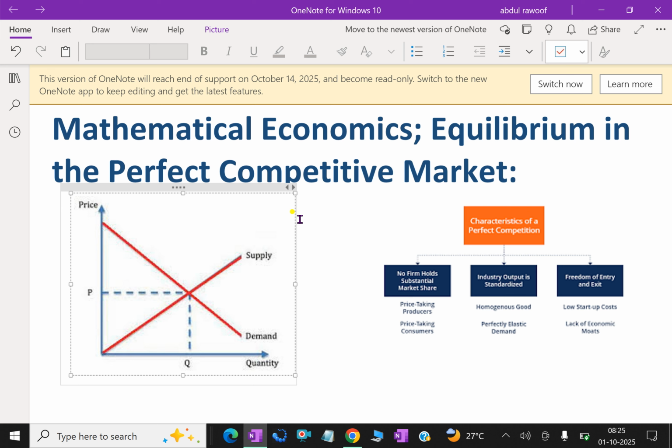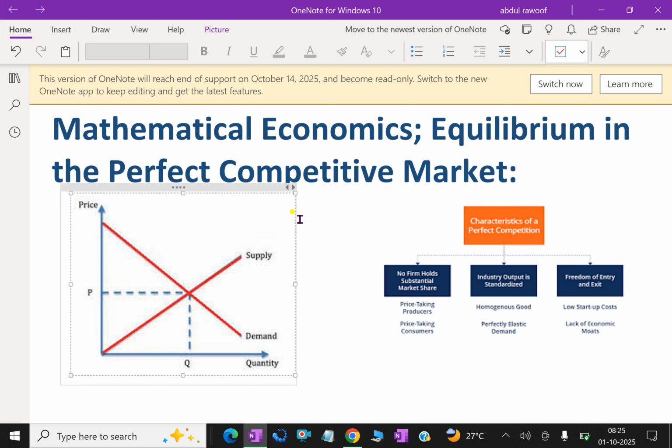Here, market supply should be equal to market demand for equilibrium. Market equilibrium under perfect competition occurs when market demand is equal to the market supply, resulting in an equilibrium price and equilibrium quantity. Disequilibrium occurs when market demand is not equal to market supply. It is the opposite of equilibrium.